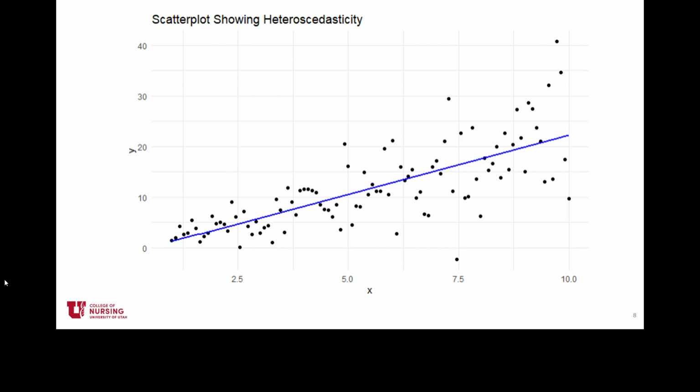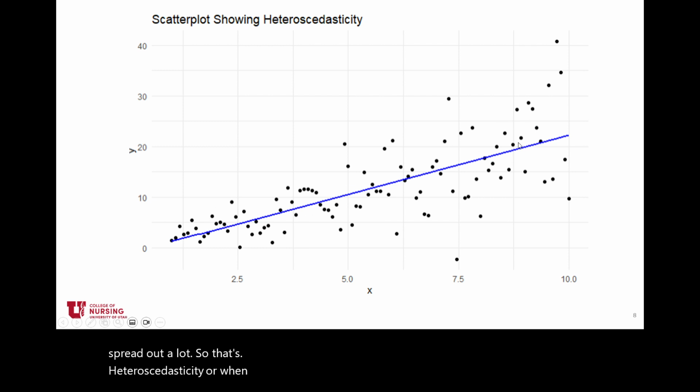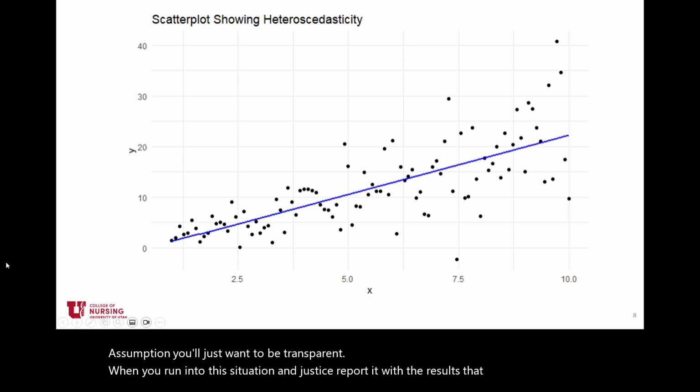I left the scatter plot for homoscedasticity slide in here just to remind you what that was. You see at the low end for X, these dots are pretty close to the line, and at the high end of X, they spread out a lot. So that's heteroscedasticity, or when we're violating our homoscedasticity assumption. You'll just want to be transparent when you run into this situation and just report it with the results that there was a problem with that assumption.